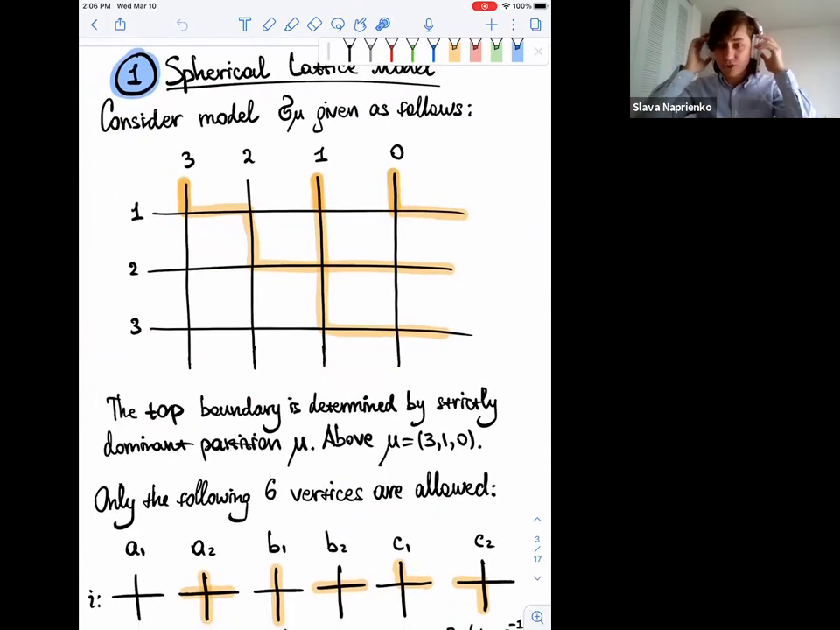I assume that people are in general familiar with lattice models, so I'm going to be quite quick here. I'm considering the model that is given as follows. I have flow coming from the top, and then leaving on the right.